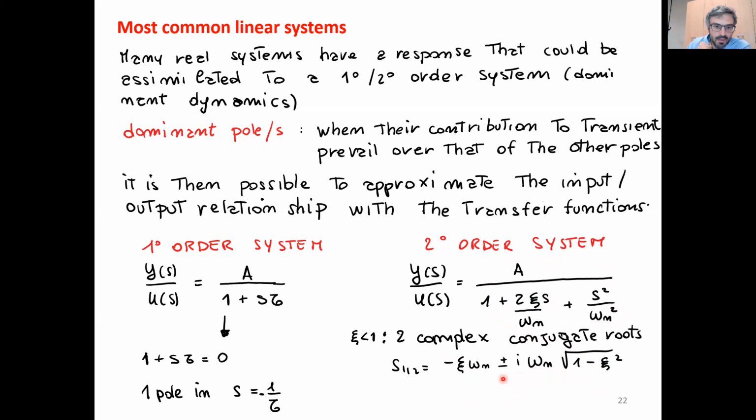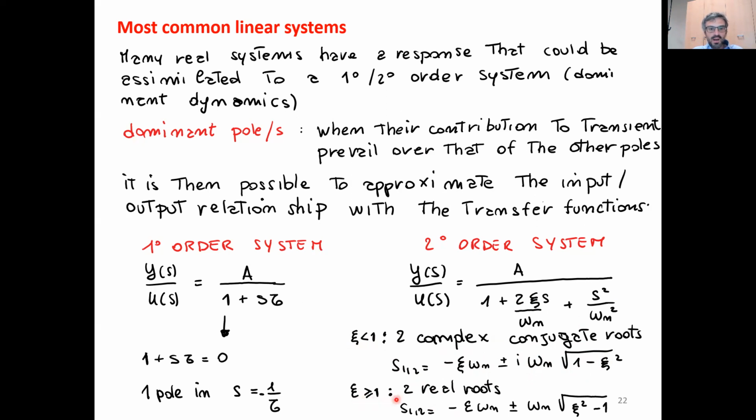And yeah, in general, the imaginary part tells you about oscillations. We will see this afterwards. And this is the case whenever z is lower than 1.